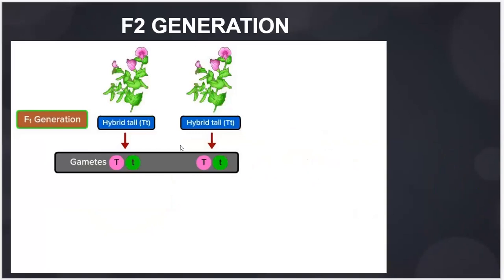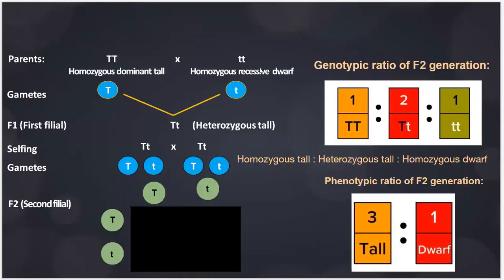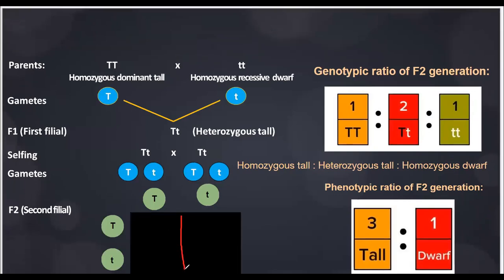Okay, so this is the F1 generation. You will write the gametes separately, one capital T, one small t, one capital T, one small t. And this is what you will get in F2. Okay, so this is a summary. Let's do the F2 calculation over here. Okay, what will be the F2 calculation?